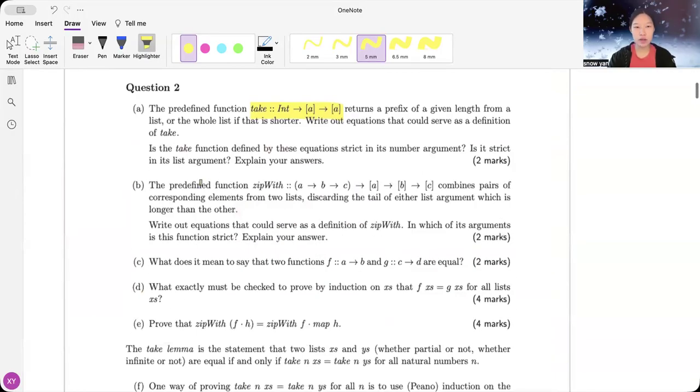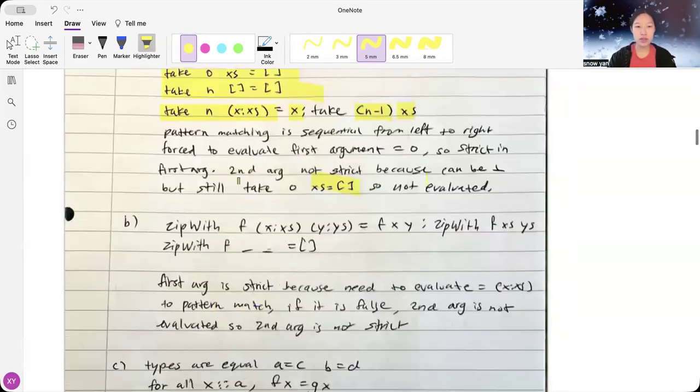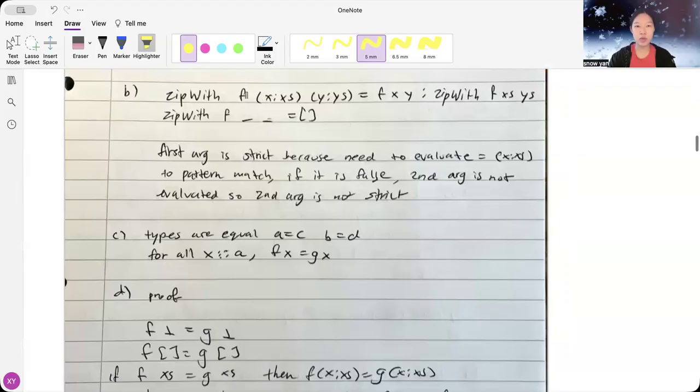Moving on to part B. The predefined function zipWith of this type combines pairs of corresponding elements from two lists, and discards the tail of either list argument which is longer than the other. Write out the equations for this function. Is each argument strict? Explain your answer. Okay, so zipWith, we can write it in this form where we just pattern match, right? If we have a first element from this list and an element from that list, we zip up the elements by applying the function f to x and y, and then continue with the remainder, the xs and ys.